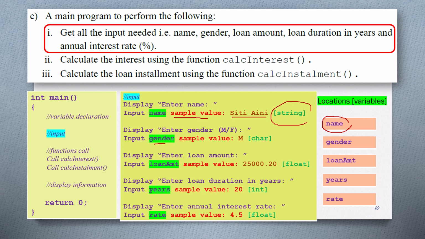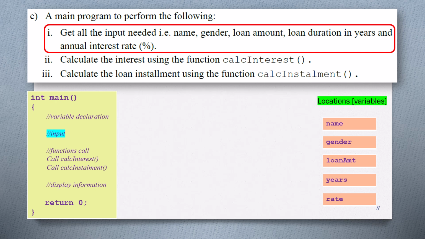Next one, gender. I ask the user to enter either M or F. So for this particular value, the appropriate data type will be char, right? And the loan amount, like the sample value, is this figure, so of type float. Duration in years is of type integer, and annual interest rate is of type float, right?